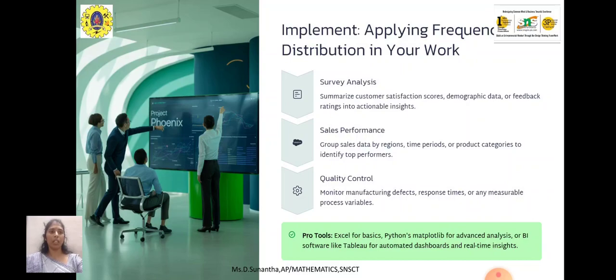Survey analysis: summarize customer satisfaction scores, demographic data or feedback ratings into actionable insights. Next is sales performance: group sales data by regions, time periods or product categories to identify top performers. Next is quality control: monitor manufacturing defects, response times or any measurable process variables. So pro tools are Excel for basics, Python Matplotlib library for advanced analysis, or BI software like Tableau for automated dashboards and real-time insights.